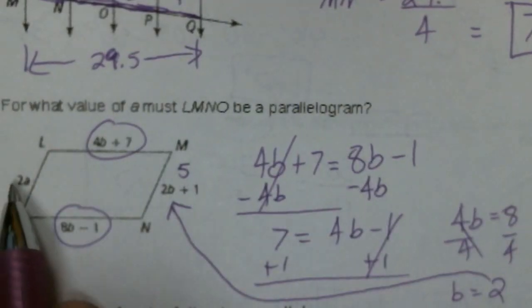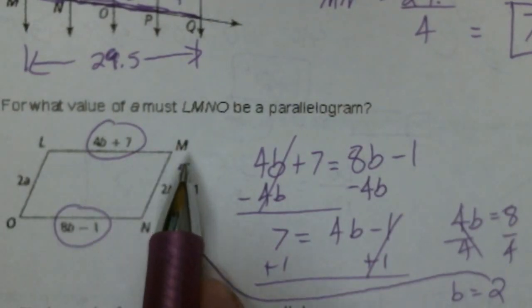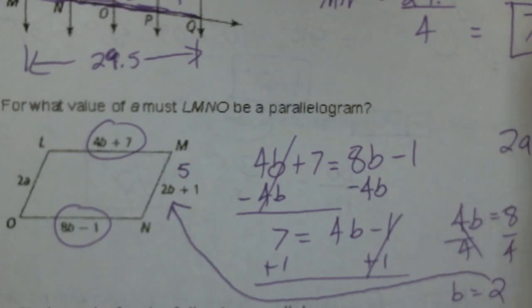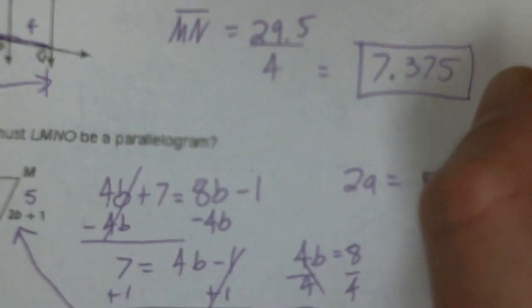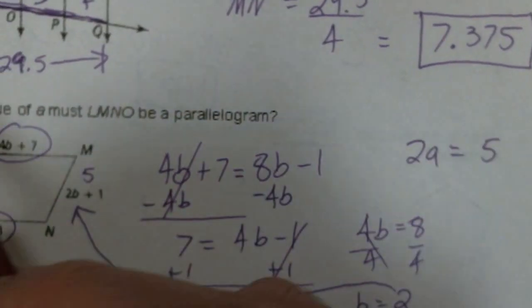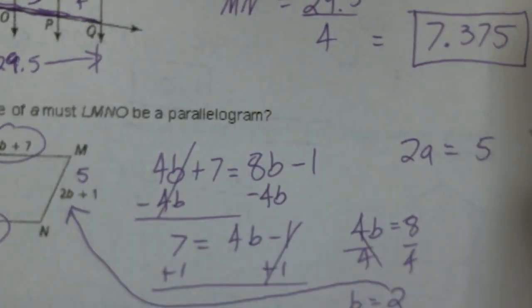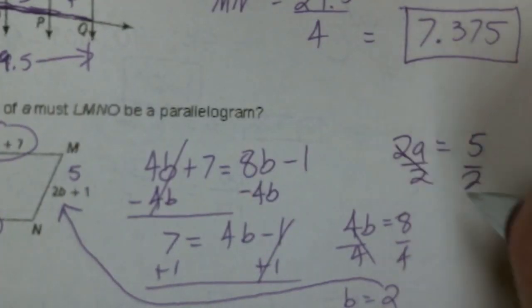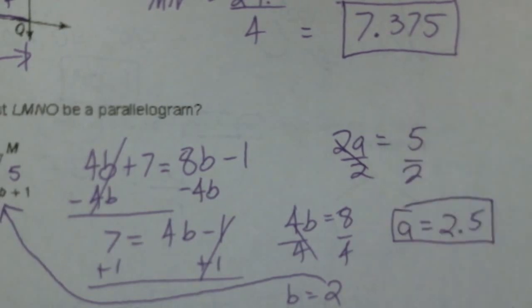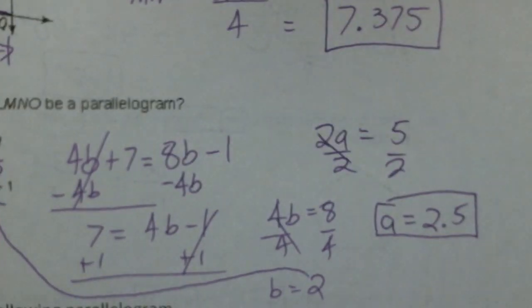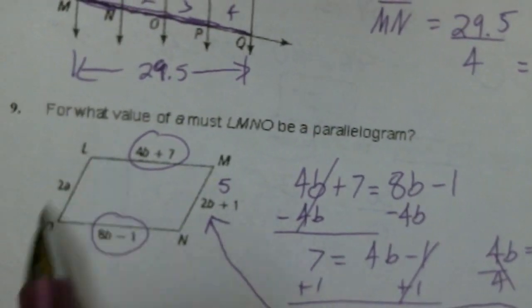And now I can set the 2a equal to this side. I'm going to set 2a equal to the 2b plus 1, but I've already substituted it back in. 2 times 2 plus 1 is 5. So 2a has got to be equal to 5, the right side of this parallelogram. It's got a length of 5. So I just divide by 2, and a has got to be 2.5. Again, you could go back and plug your answers back in.